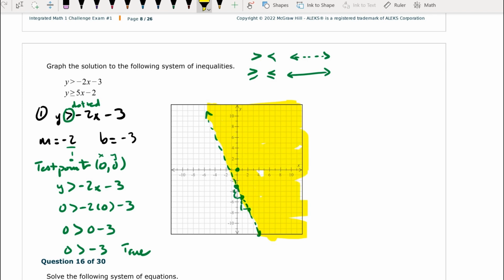Alright. Now, the second inequality. Y greater than or equal to 5x minus 2. M is 5 over 1. B is negative 2. And since there's an equal sign there, that means this is a solid line. Start at negative 2. My bad, negative 2 right here. And up 5 over 1. 1, 2, 3, 4, 5 over 1. Then we connect them with a solid line.